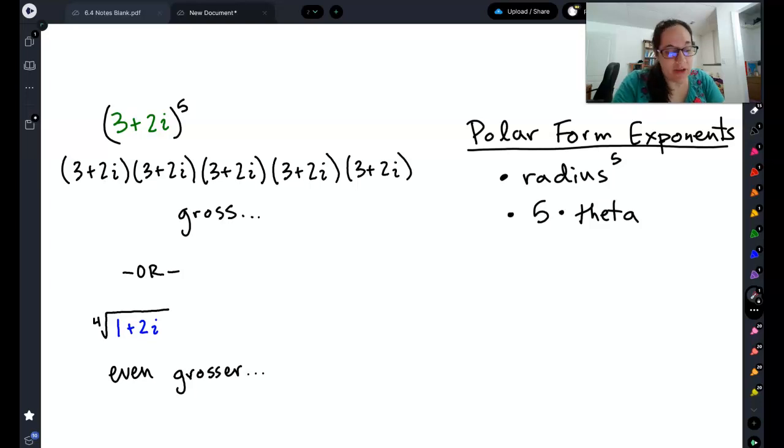And it gets even grosser. What if I asked you to take the fourth root of a complex number? That we actually cannot do algebraically. There's not really a way. However, there is a polar form rule for being able to do this. So instead, we would change 1 plus 2i into its polar form, r cis theta, and do whatever rule, we'll talk about what it is in the next video. And that's how we do this instead.